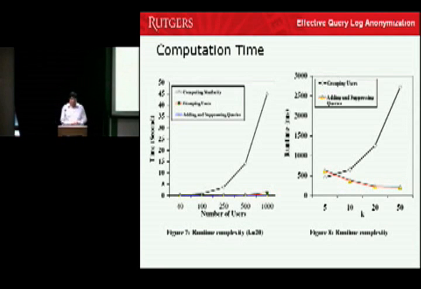With respect to K, again, as K increases, the time for grouping users increases, but the time for adding and suppressing queries decreases, because you can actually find closer users pretty easily. But it takes more time to group. That you should again expect. It's nothing really surprising.